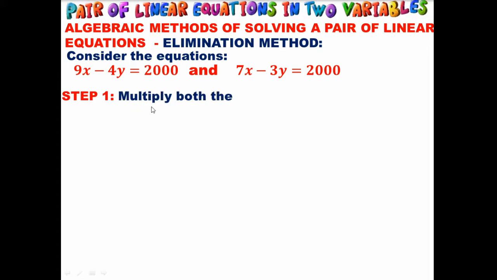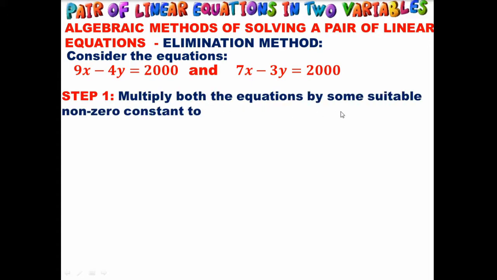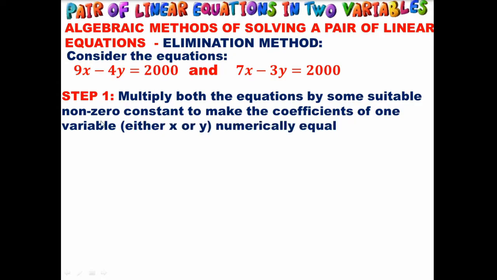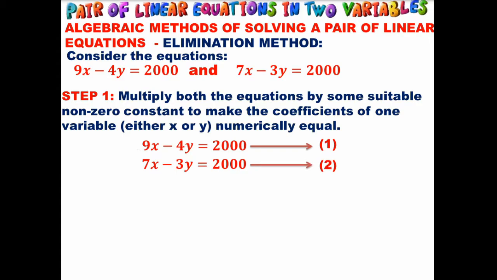The first step is to multiply both the equations by some suitable non-zero constant to make the coefficients of one variable, either x or y, numerically equal. Now you are given two equations, isn't it? So let me consider the two equations and take them to be equation number 1 and equation number 2. Let me name them like this.